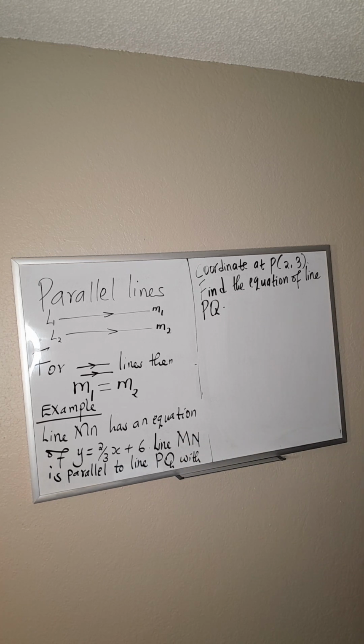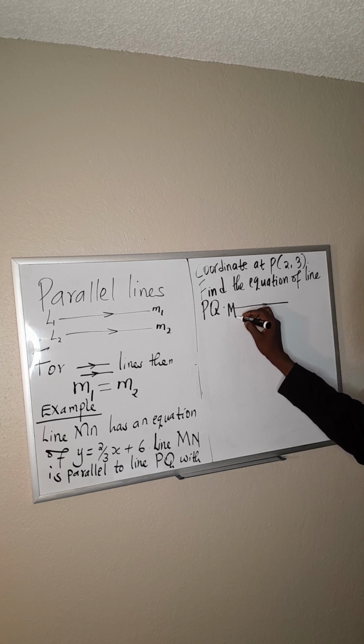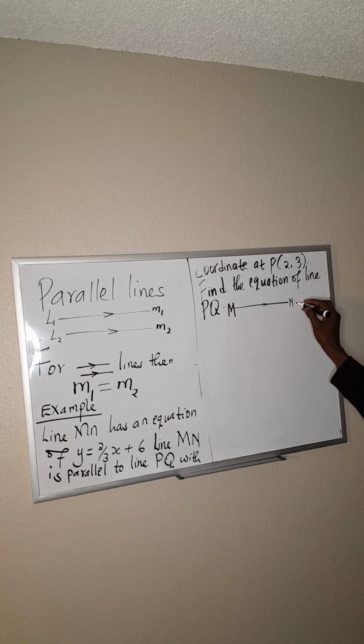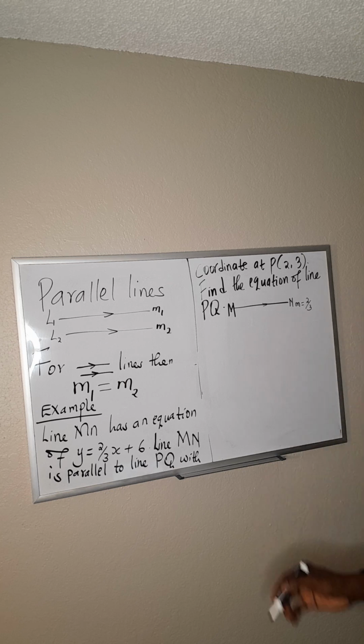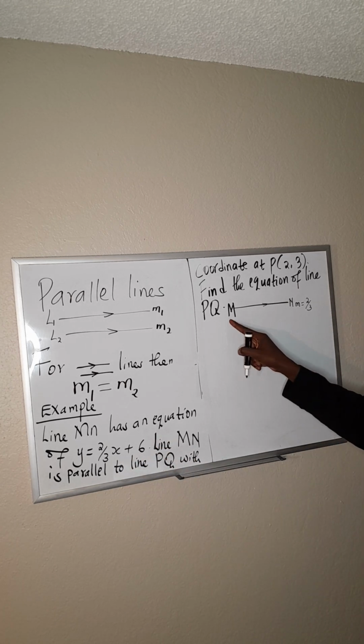Can we go through the question together? The question says that line MN has an equation of y is equal to 2 out of 3x plus 6. Line MN is parallel to line PQ with the coordinate at P (2, 3). Find the equation of line PQ. What do we know here? The first thing we know is that the two lines are parallel to each other. So if I sketch, this is my line MN. The gradient of this line is 2 out of 3. How do I know that? From the equation y is equal to 2 out of 3x plus 6, so 2 out of 3 is the gradient of line MN.